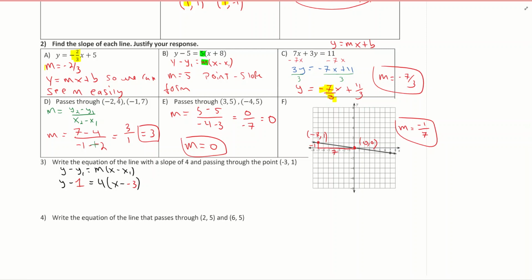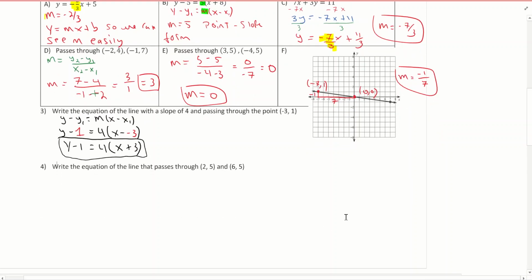All right, and we should simplify this a little bit. y minus 1 equals 4 times x, double negative makes a positive, right? So x minus negative 3 turns into x plus 3. The instructions don't say anything about writing it in slope-intercept form, so we don't have to actually do anything with this. We can just leave it like it is.